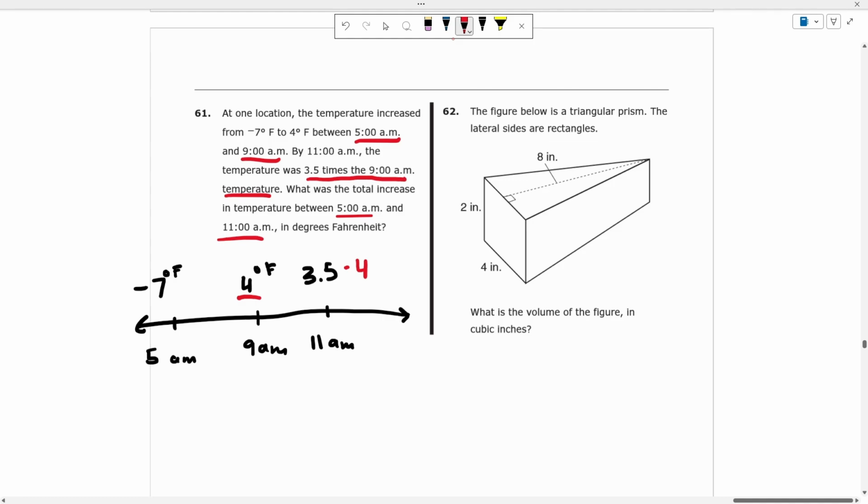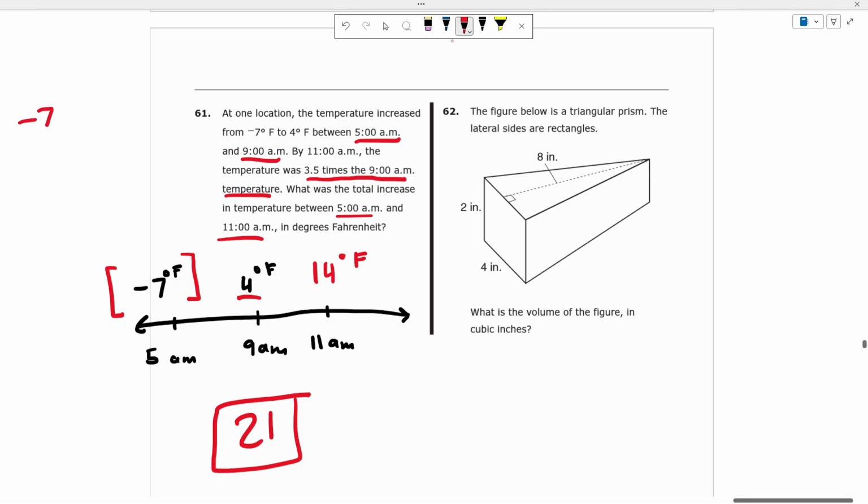Then it's asking you what is the total increase in temperature between 5 a.m., so how much did it increase when it was negative 7, and when it was 3.5 times 4. Okay? So if we do the math, we know that 3.5 times 4 is 14. So at 11 a.m., it's actually 14 degrees Fahrenheit. So they're asking you, by how much did it have to increase to go from negative 7 degrees to 14 degrees? And the answer here obviously is going to be 21 degrees, right?